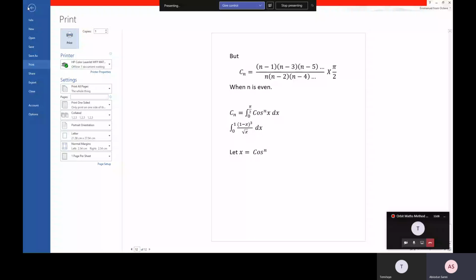So if I say x is equal to sin squared y, now I want to transform this. So I need dx. For me to get dx, I need to differentiate this. So dx is going to be, if I differentiate sin squared y, I'm going to have 2 sin y cos y. So in this case, I'm going to have 2 sin y cos y.